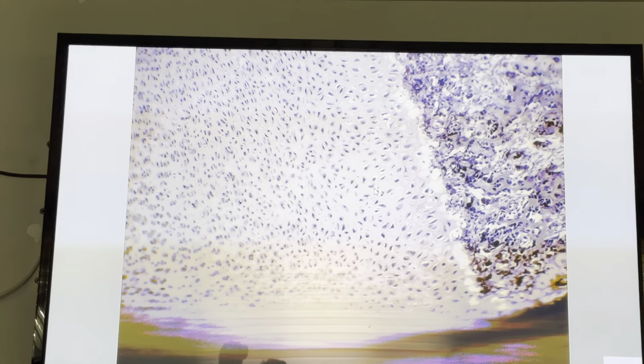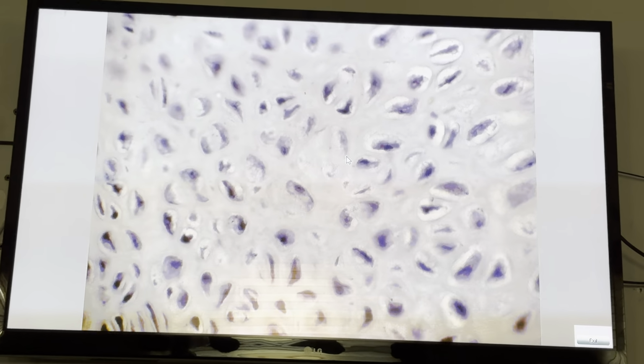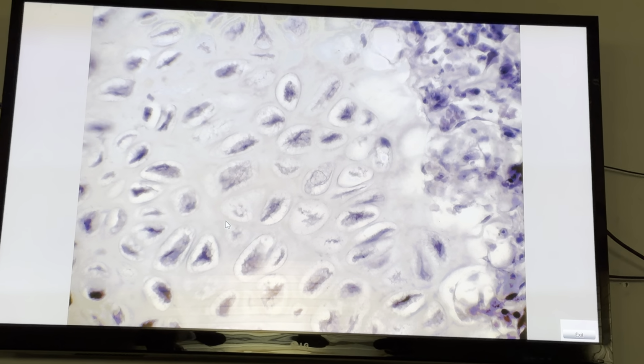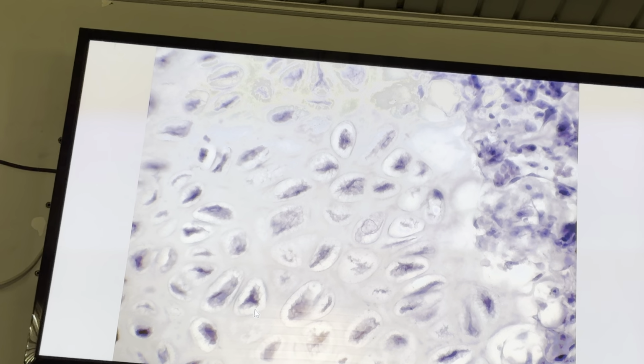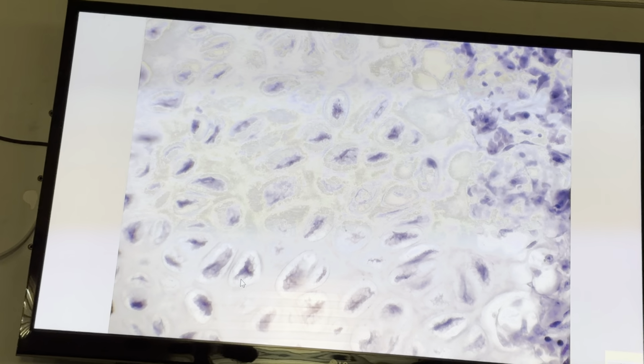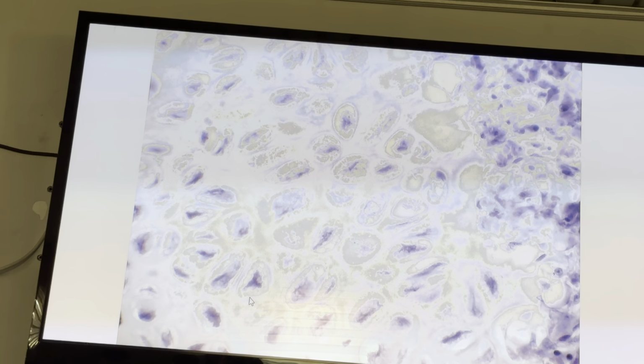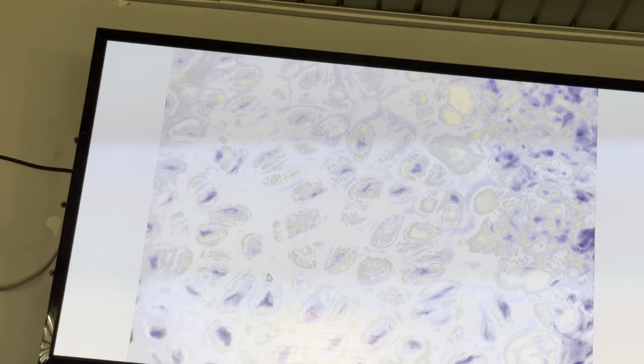Third zone, we can see the chondrocytes are swollen, accumulate glycogen. This zone is called hypertrophic zone. Hypertrophic zone. Chondrocytes are swollen and accumulate glycogen. This zone is called hypertrophic zone.